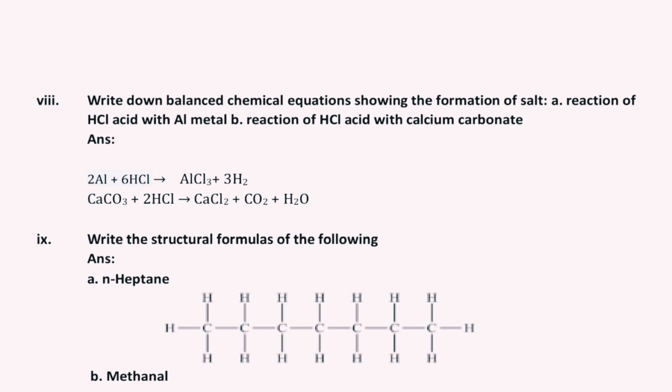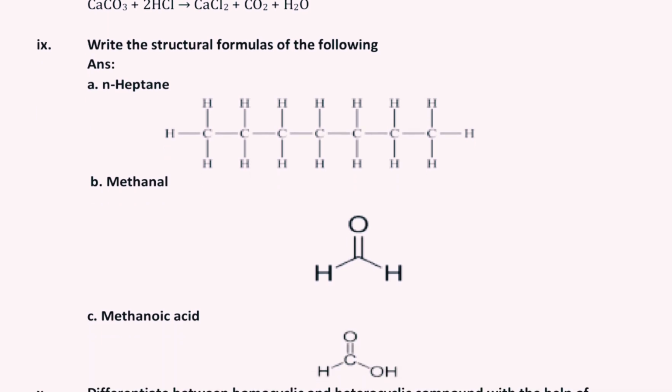Then we have calcium carbonate that is reacting with hydrochloric acid. So when calcium carbonate reacts with hydrochloric acid, it replaces the hydrogen, it forms calcium chloride, carbon dioxide will be released, and water will be released. Then we have, write the structural formula of the following. We have n-heptane. Heptane means 7 carbons in the chain. n means a normal chain. So straight 7 carbons आप draw करेंगे and you will get the answer.